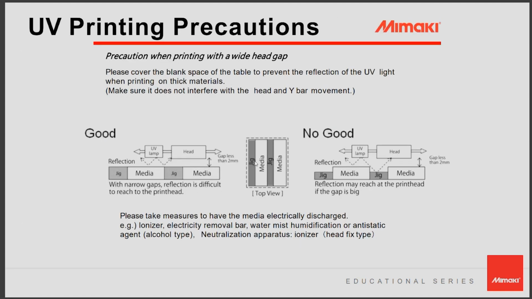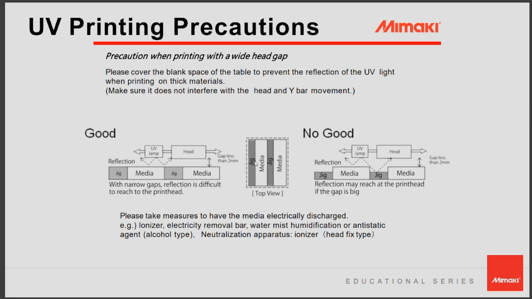Printing precautions. This one's important. Whenever you're printing with UV, especially with the flatbeds, the key thing is you want to make sure that your media is the same height throughout the full length of the carriage that it travels over. And what I mean by that, if you look at the first one, the good one, how the jig or anything, like if you have pieces and you have spaces between your pieces, you want to make sure you're filling those gaps.